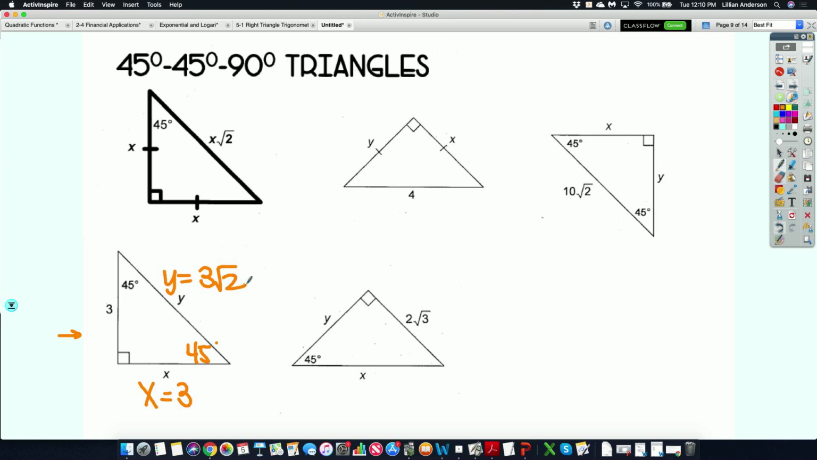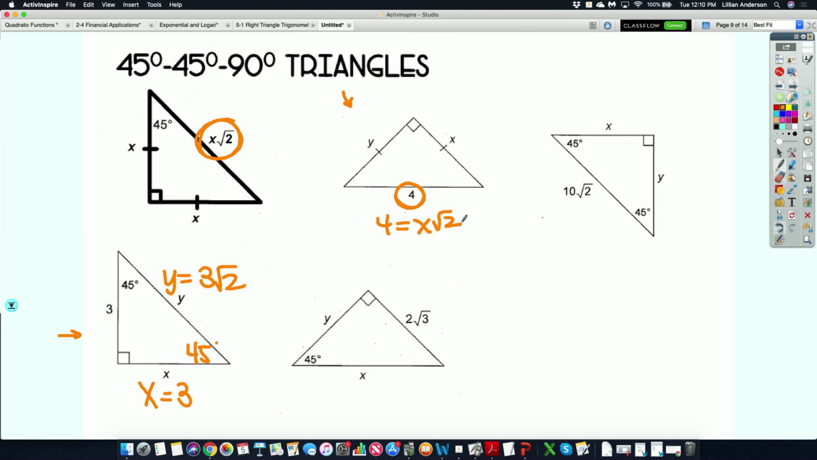Okay? Let's look at this one up here at the top. That 4 corresponds to which side of my 45, 45, 90-degree triangle? That x square root of 2, it corresponds to this. So that 4 is equal to x square root of 2. Which means I'm going to have to do a little bit of math to find out exactly what my legs are going to be equal to.